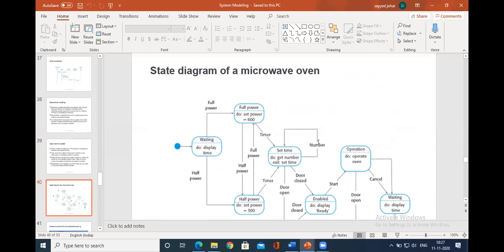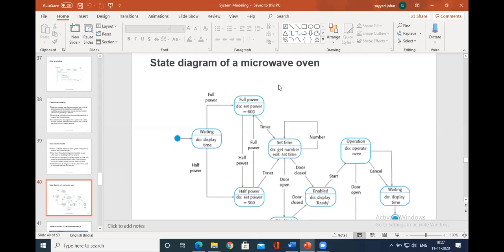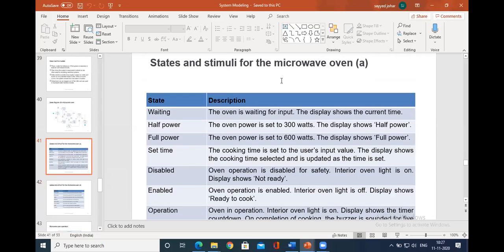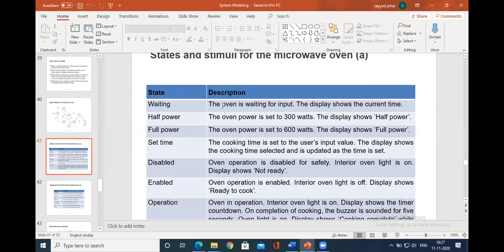So this was the last class. We ended the session at this diagram. What is the state diagram of a microwave oven? So we had two diagrams over here. See, first you understand the states, and only then you will be able to represent how the diagram flows. Okay.